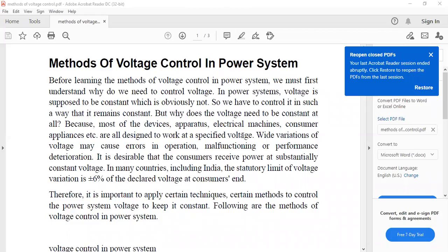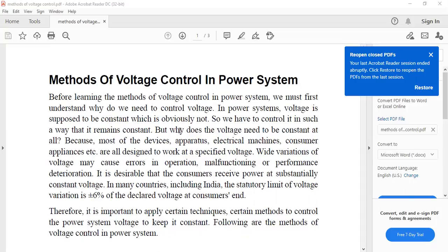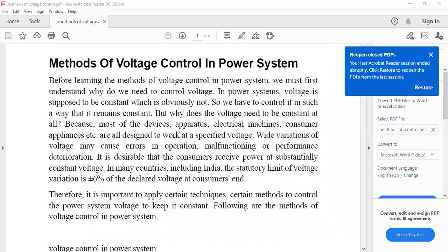In today's class, we are going to discuss methods of voltage control. Before going to the methods of voltage control techniques in a power system, first of all, we should know why we should control voltage in a power system. Is it necessary to control the voltage? Why is the voltage always supposed to be constant? Why will the voltage vary? Why should we keep it constant?